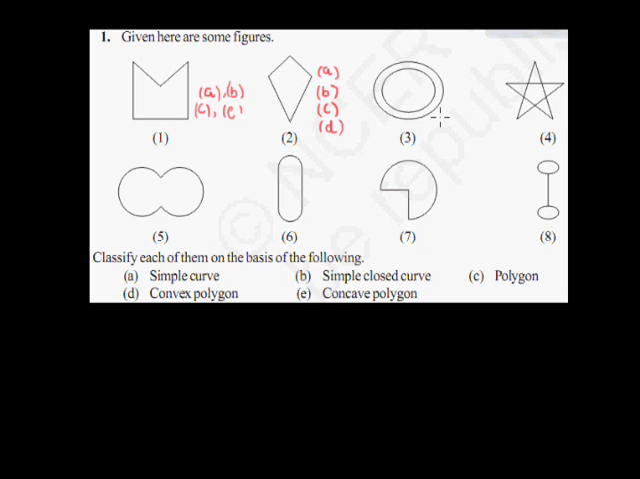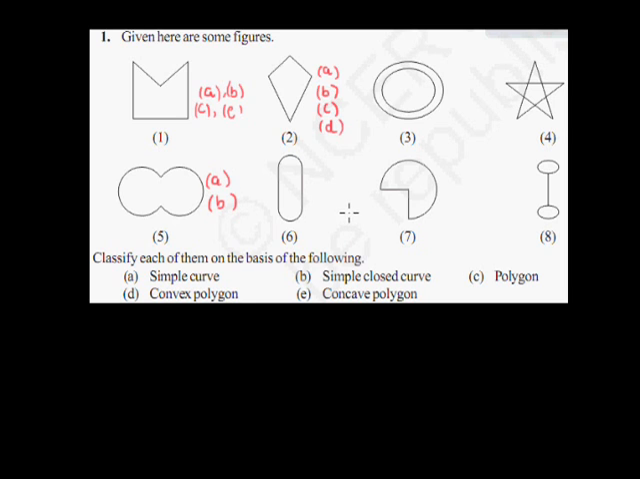If we come to the third figure, it is not a simple curve, neither a simple closed curve, neither a polygon, and neither convex or concave polygon. Same is the case with the fourth. Now, if we come to the fifth figure, it is a simple curve, that is A, and it is also a simple closed curve, that is B. Neither a polygon, nor a convex polygon, nor a concave polygon.